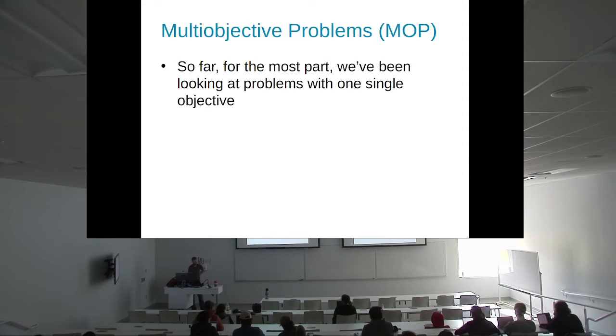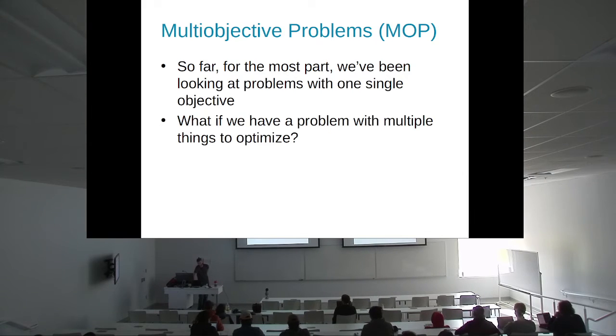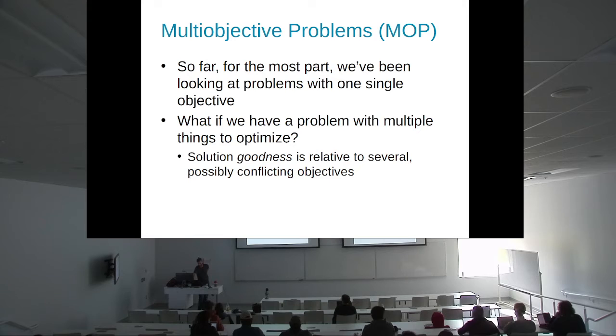Multi-objective problems, MOPs. So for the most part, we're looking at a single problem with multiple things to optimize. Solution goodness is relative to, sometimes, conflicting things. Sometimes you want to minimize this, and while minimizing it, the other objective also improves. But sometimes when minimizing something, you have this conflict where you minimize this, but this gets worse. Like the teddy bear factory with worker deaths. We get better output, but more people die. So we kind of got to find a middle ground there, I guess.